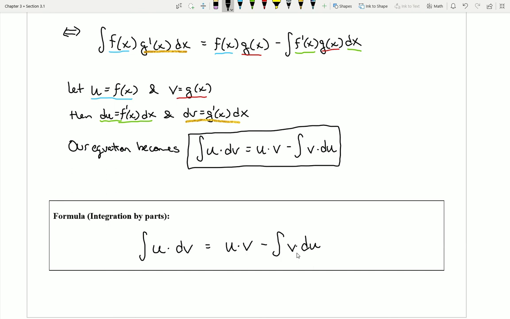And in the next couple of videos, we'll take a look at a lot of different examples to see how we can use this idea to integrate things that otherwise in Calc 1 would have been impossible to integrate.